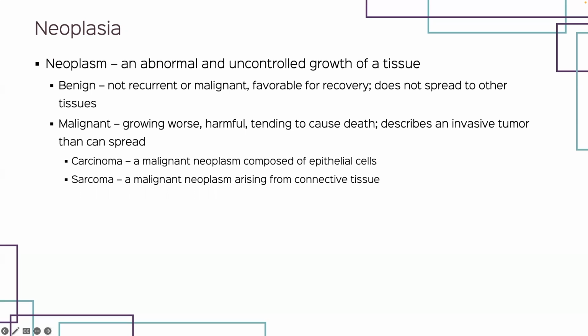Now, your malignancies are kind of broken down a little bit further. You can have two different other types that are just not just malignancies. But a carcinoma, that's going to be a malignant neoplasm that's composed of the epithelial cells. So those will typically be like found in the skin. And then your sarcoma, that's going to be ones that are found within connective tissue. So like your ligaments, your tendons, and your joints.